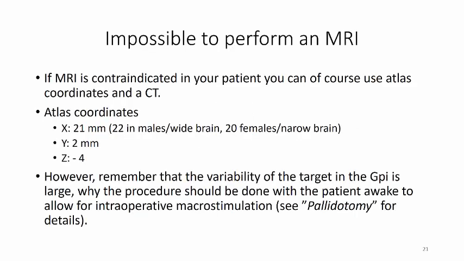If it is impossible to perform an MRI, for example due to a cardiac pacemaker, then you can of course use atlas coordinates and a CT. However, remember that the variability of the target in the GPI is very large, so the procedure should be done with the patient awake to allow for intraoperative macrostimulation. See the lecture on pallidotomy for further details.